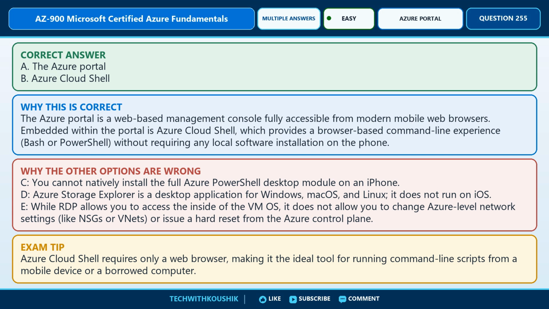Exam tip. Azure Cloud Shell requires only a web browser, making it the ideal tool for running command line scripts from a mobile device or a borrowed computer.